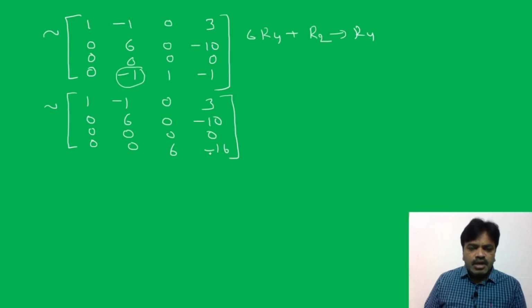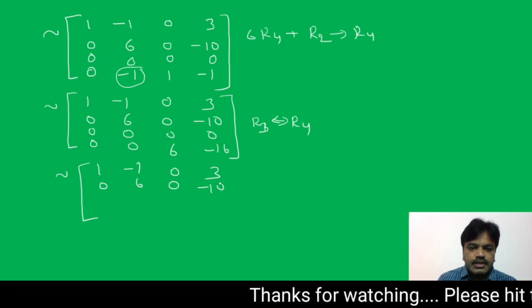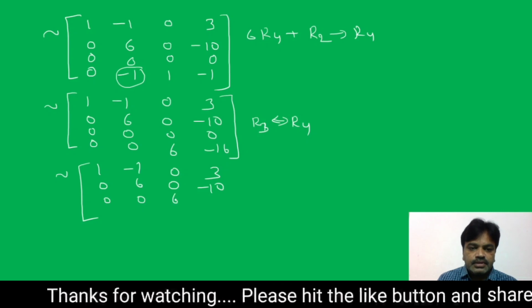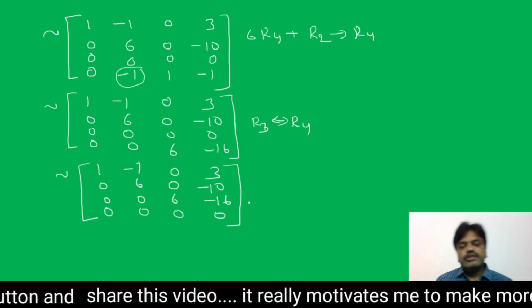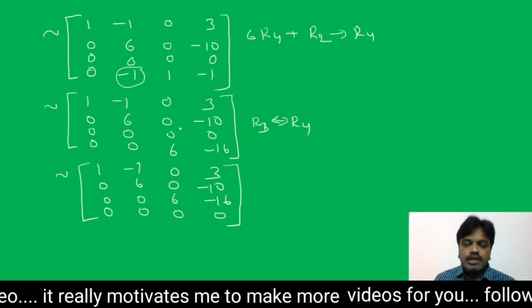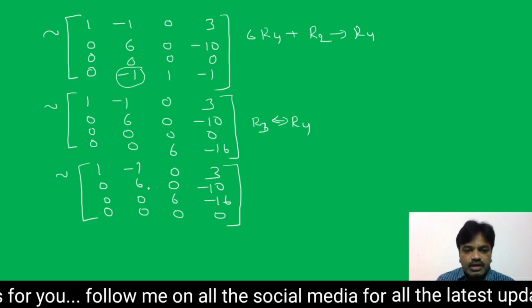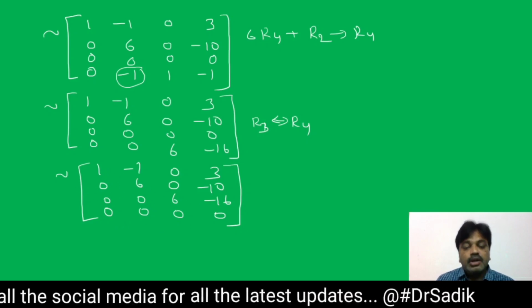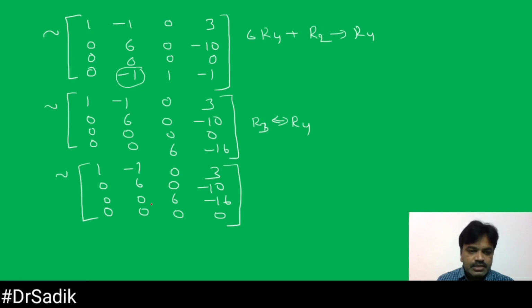Now I want to interchange R3 and R4. Then we get 1 minus 1 0 3, 0 6 0 minus 10, 0 0 6 minus 16, 0 0 0 0. There is one property: if there is any zero row, it must be below the non-zero rows. Now if you observe, all the below-the-diagonal elements are 0. Now I am using column 1 to make these elements 0.